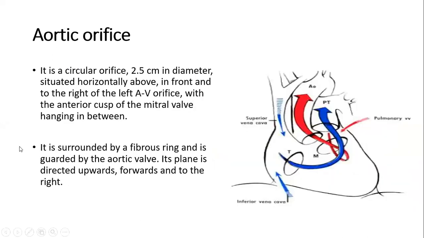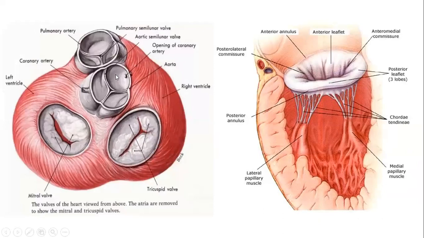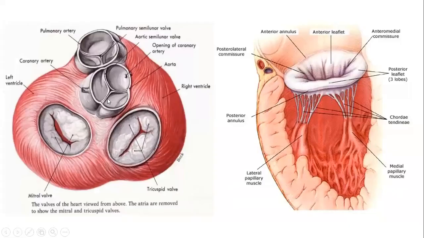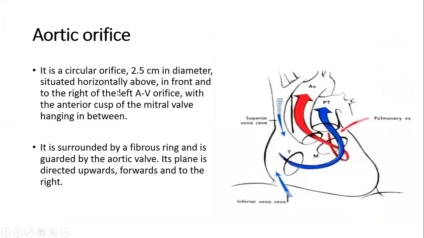This aortic orifice is surrounded again by a fibrous ring, as we see everywhere. So here also, this is the aortic orifice, and it has a fibrous ring around it, and it is guarded by the aortic valve. You can see here again, these are semilunar valves, three cusps without any chordae tendineae or papillary muscles. Its plane is directed upwards, forwards, and to the right, as it can be seen.